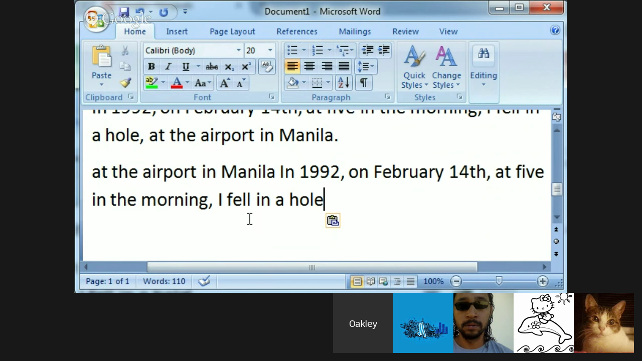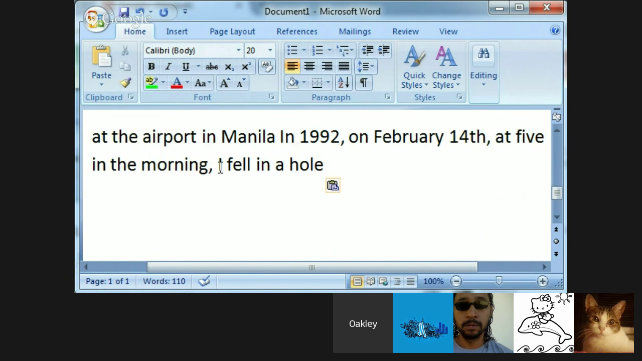In general, if you have, in the morning at the airport in Manila, I fell in a hole. Well, you're just reducing the amount of crazy prepositional phrases you're using, which in some cases would most certainly be the proper answer. Absolutely, if you can get away with it, but it may not be possible.